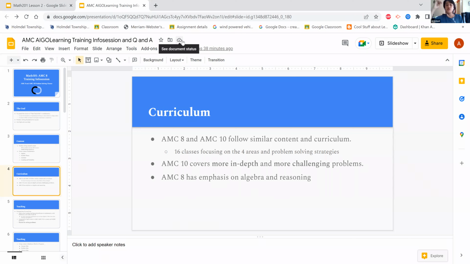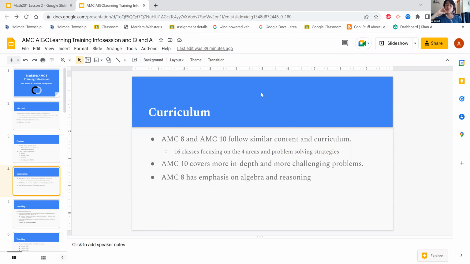All right, so moving on to the curriculum. AMC 8 and AMC 10 will follow very similar content and curriculum. As of now, it will be 16 classes focused on the 4 areas of problem solving strategies. Obviously, this is subject to change, but as of now, the general structure is 16 classes and 16 classes, 1-hour classes.